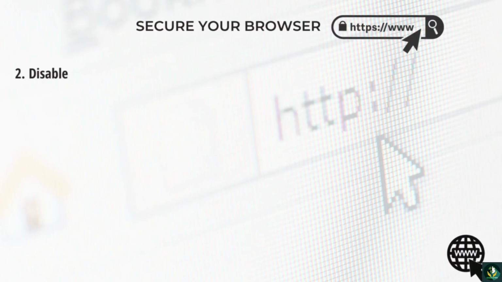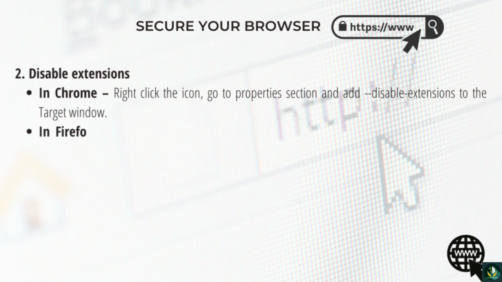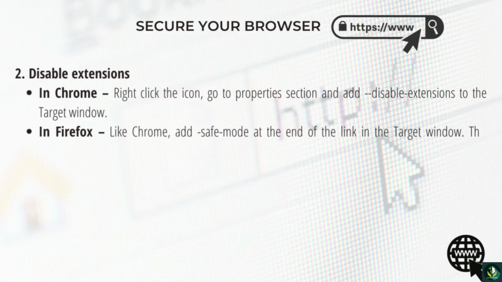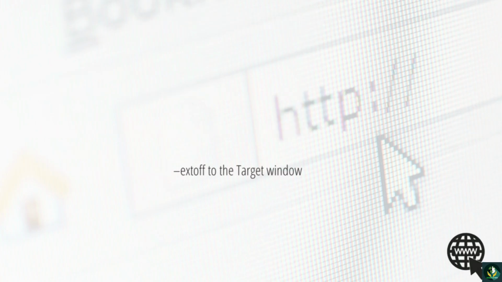In Chrome, right-click the icon, go to Properties section, and add Disable Extensions to the target window. In Firefox, like Chrome, add Safe Mode at the end of the link in the target window. This disables everything. In Edge, like Chrome, add -ext off, that's EXTOFF, to the target window.